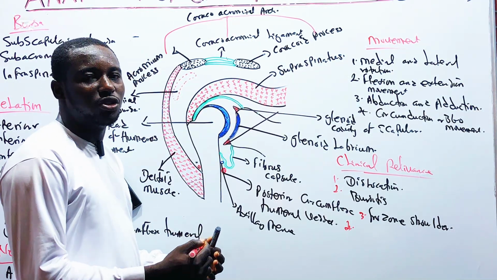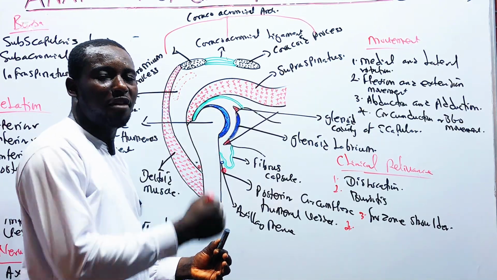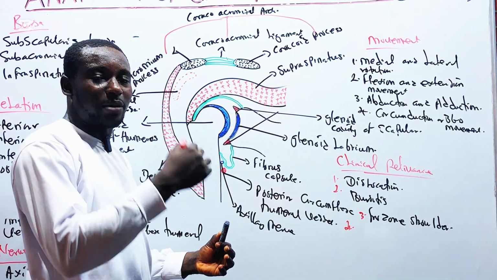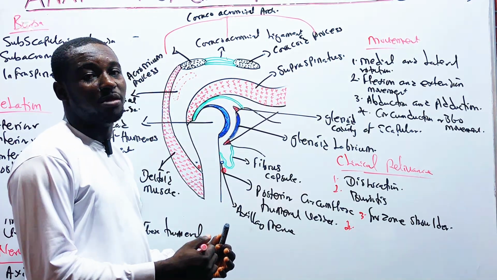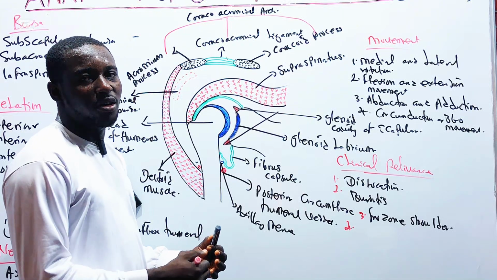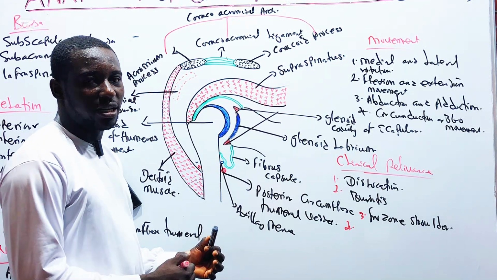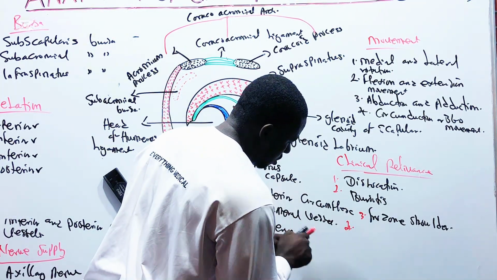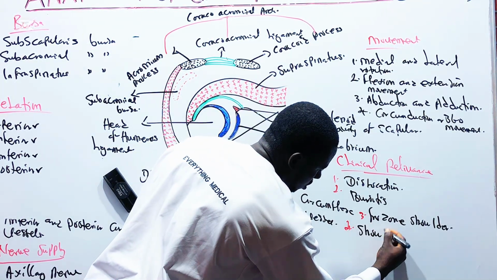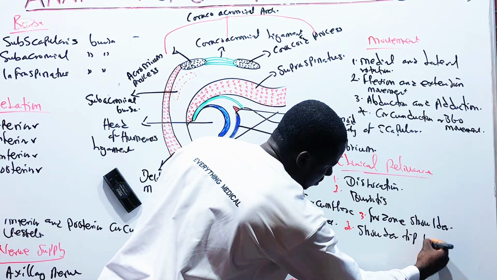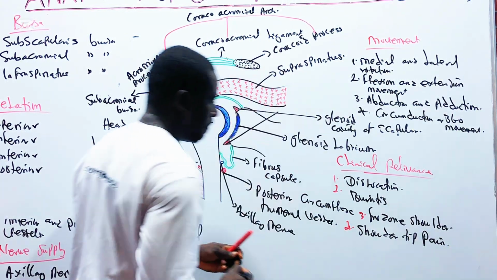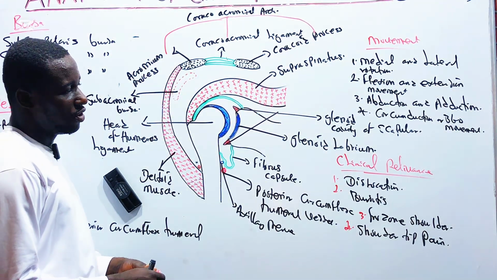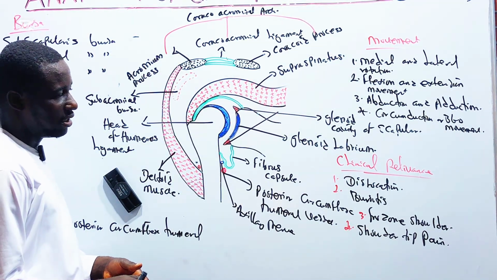So if there's an injury to the diaphragm, it could lead to the referred pain of the shoulder, because the supraclavicular nerve arises from the cervical plexus. The same with the phrenic nerve. We call it the referred pain of the shoulder or the shoulder tip pain. Okay, so these are the clinical correlations that are associated with the shoulder joint.